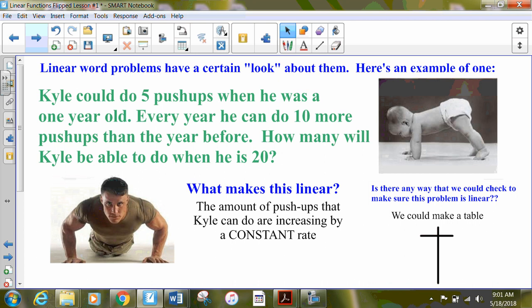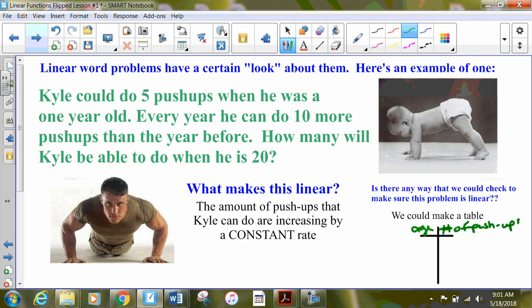Well, we could make a table. So let's consider this. Kyle's age would be the x value. You could just put x if you wanted. And the y column would be number of push-ups. So we could go ahead. Oh, my writing's terrible. So when he was 1, he could do 5 push-ups, right? When he's 2, how many push-ups can he do? That's right, 10 more. 10 plus 5 is 15. And when he's 3, he could do even 10 more. It's 25. So we could look at the table and go, oh, yeah, the pattern is linear because there's a constant rate of change of 10.